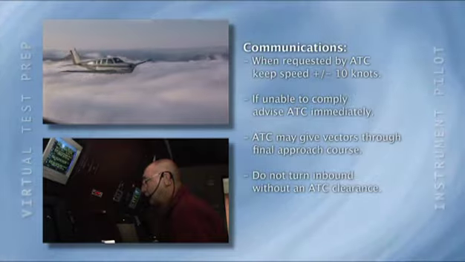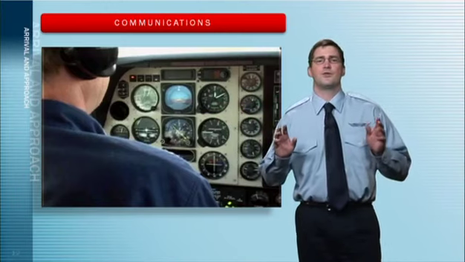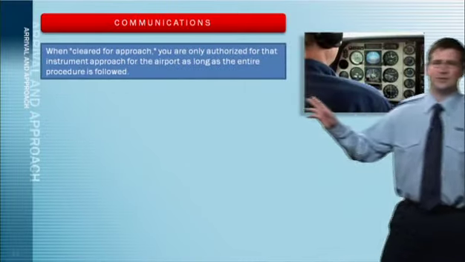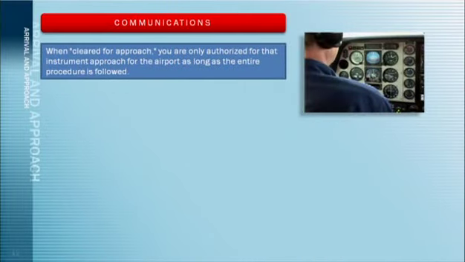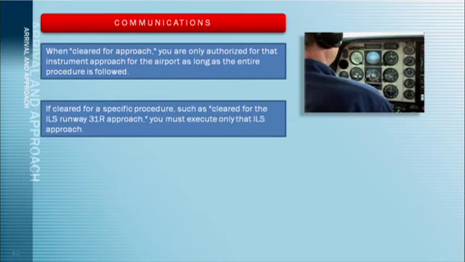Now, when cleared for the approach, you are only authorized for that particular instrument approach for an airport as long as the entire procedure is followed. If you are cleared for a specific procedure, such as cleared for the ILS runway 31 right approach, you must execute only that specific ILS approach.